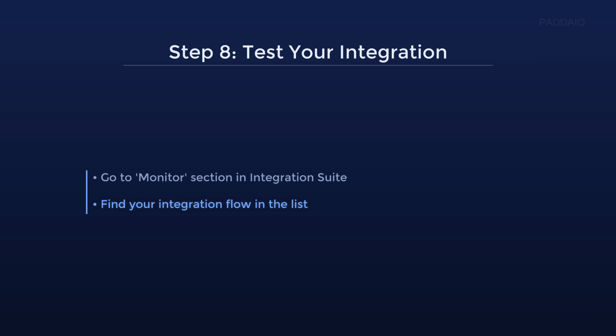Find your integration flow in the list. This means you must locate your specific automated process among all others displayed. For instance, after creating a flow to send order confirmations, you would scroll to find its name, like order_confirmation_flow. Successfully finding it confirms your setup is active and ready for the next step.